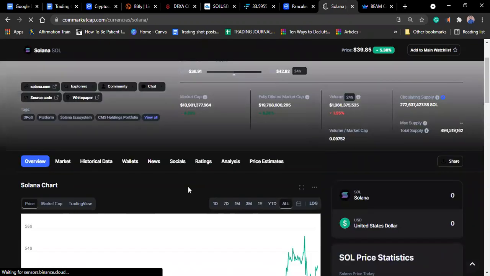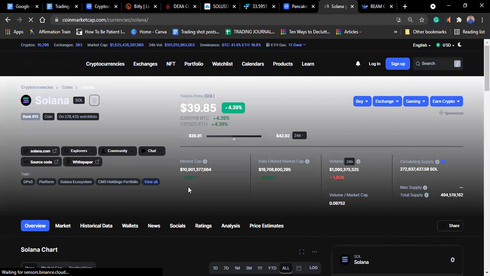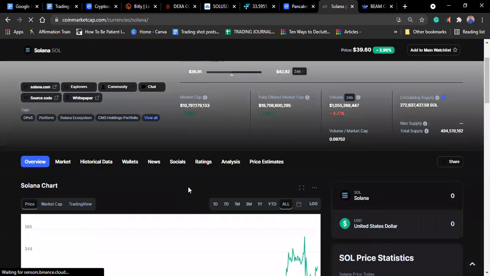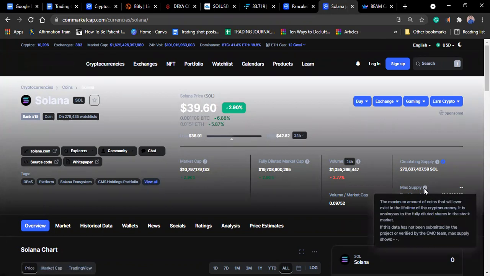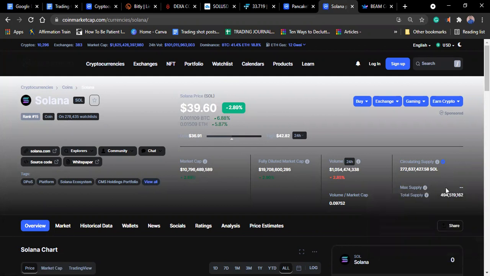Now, the first thing you want to check out is the market capitalization. I've told you guys how to calculate that. Why? Because you're researching Solana. So you're looking at, okay, this is the current price. One Solana is $39.60. You're looking at the maximum supply of Solana that will ever be in existence. You're checking the total supply.